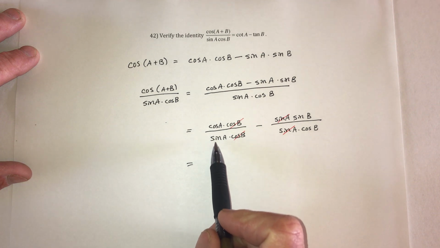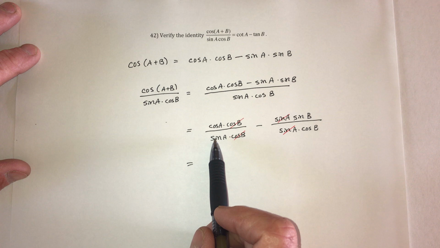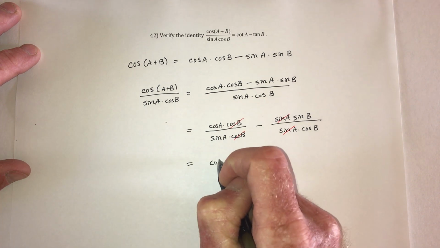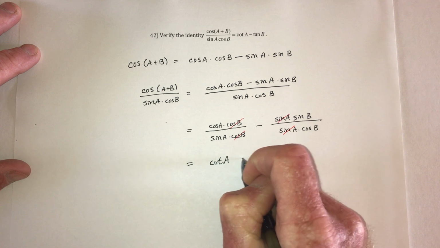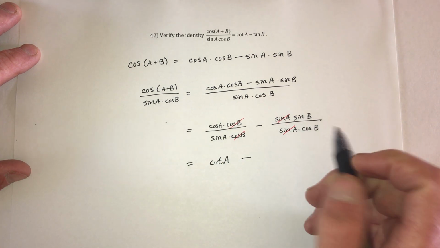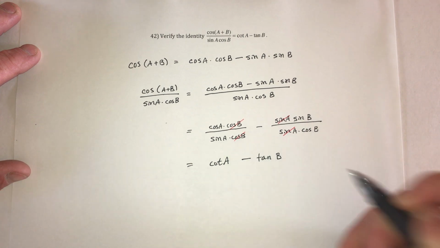Then this one says cosine over sine. I remember that sine over cosine is tangent, so cosine over sine must be cotangent. So this is cotangent of A minus. And then this one is sine over cosine, which is tangent. So this is going to be tangent of B.